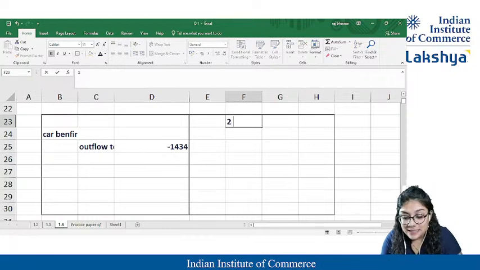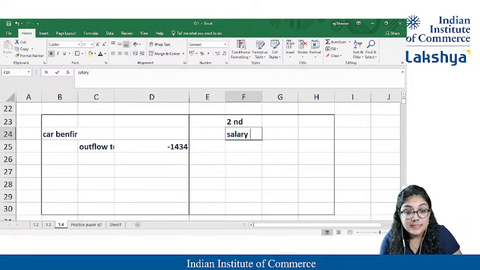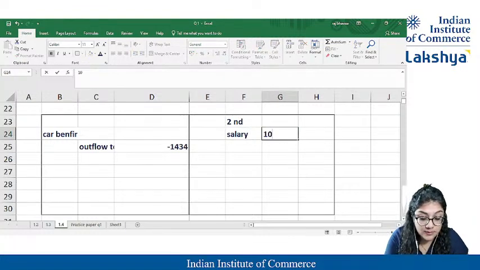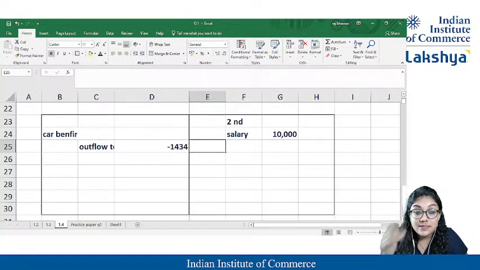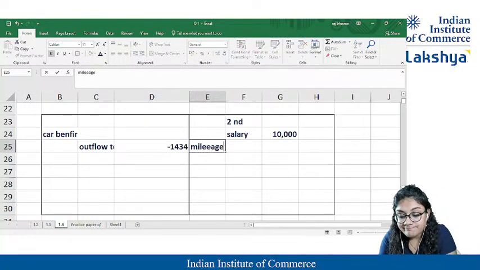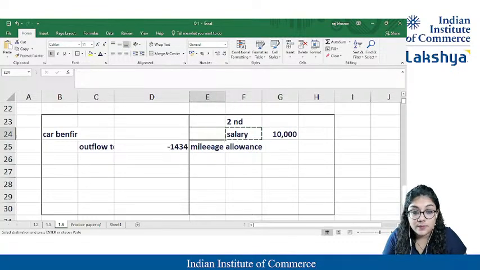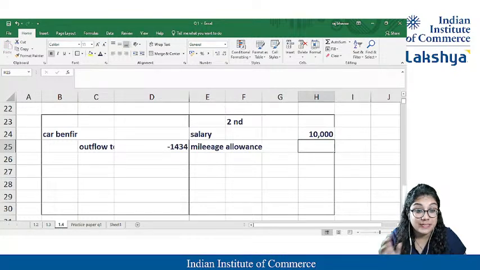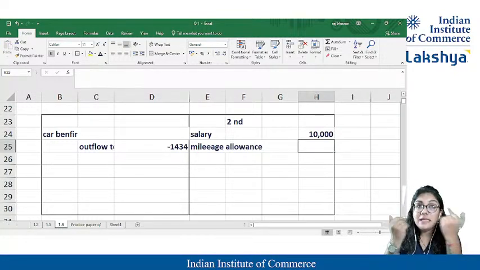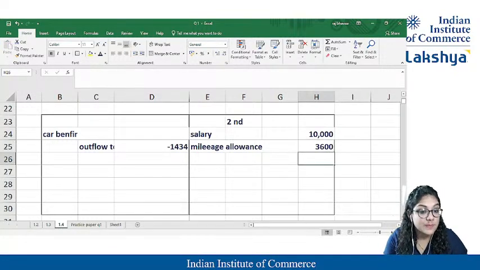but in the second scenario, guys, I received what? I received salary. Salary is my inflow, 10,000. I received that. If you remember, the allowances, the mileage allowances, I received, that is my receipt, isn't it? So if this is my receipt, I'm just cutting and showing it over here so that we can check. If that is my receipt, even that is my inflow. So 3600 was my inflow.